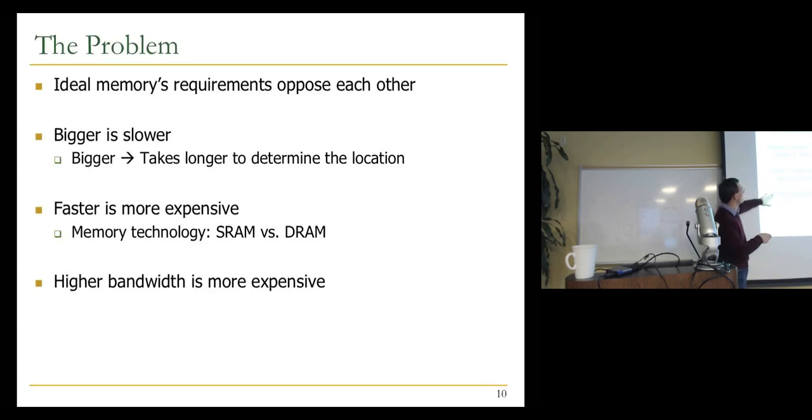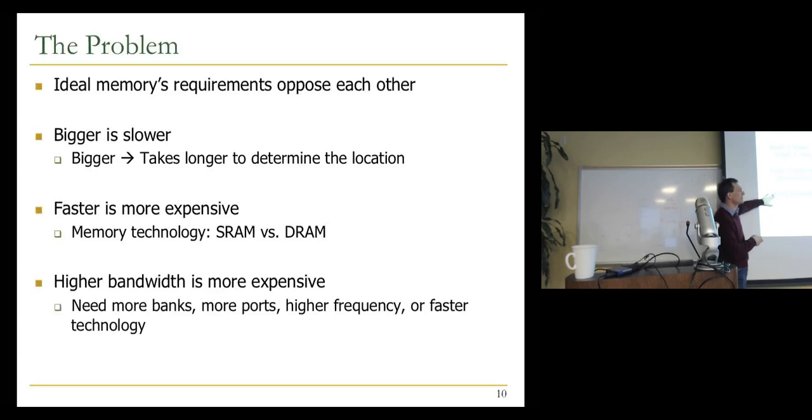It has higher area cost. And higher bandwidth is more expensive because to achieve higher bandwidth, basically more requests per cycle serviced, you need more banks, more ports, or higher frequency or faster technology. And any of these makes the memory more expensive. And we're going to look at how to get higher bandwidth in a later lecture, not today.